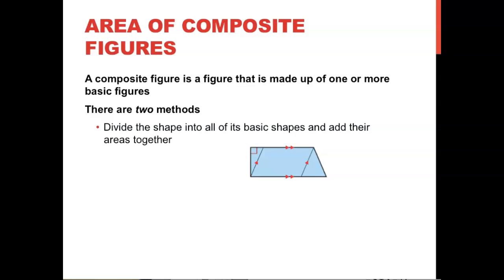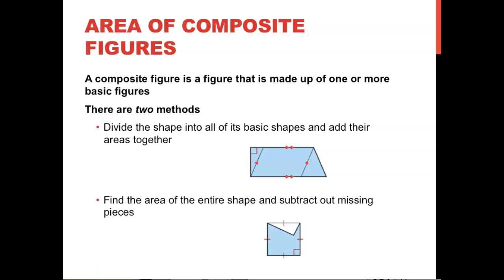The second method is to find the area of the entire shape and subtract out any missing pieces. So here's an example. This looks like a square with a triangle taken out. It's probably easier to see it that way than to break it down into more shapes. If you were to divide it out, you might need to find areas that are more difficult to find. For example, you could divide this into 2 separate trapezoids, but you also might not have all the information that you need. So here it might be easier to find the area of the square and then subtract out the area of the triangle.